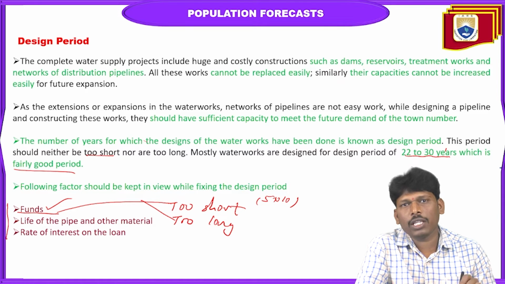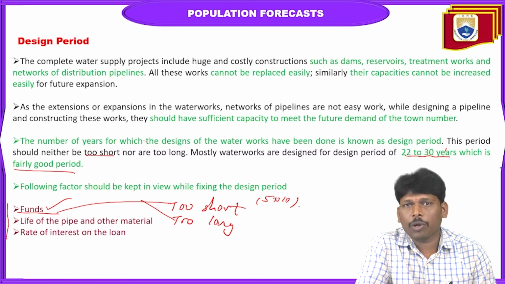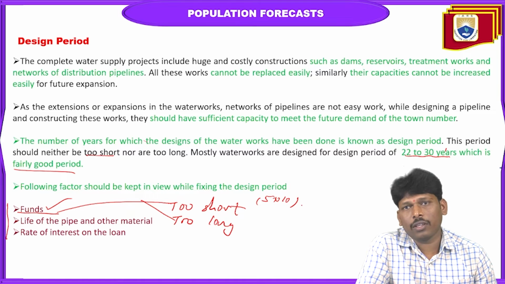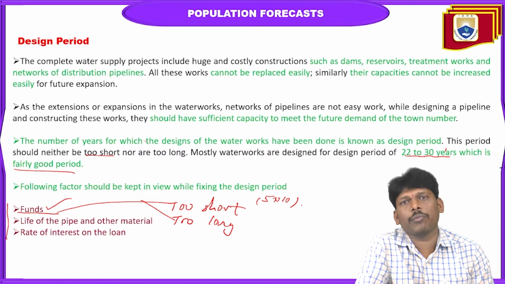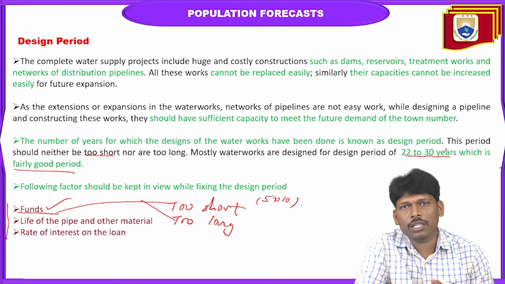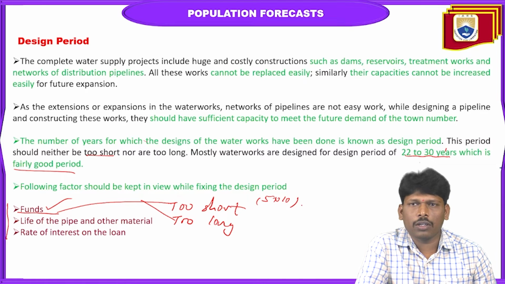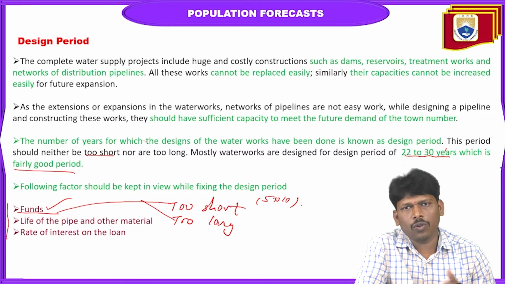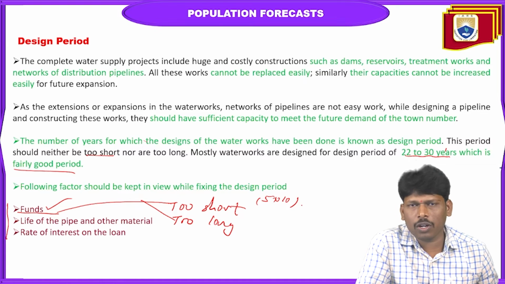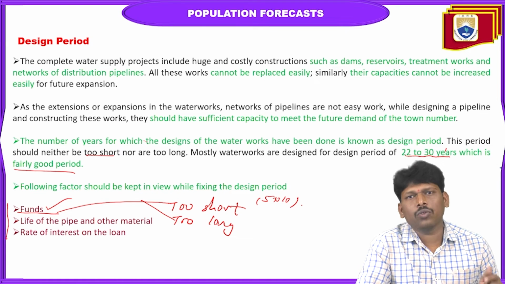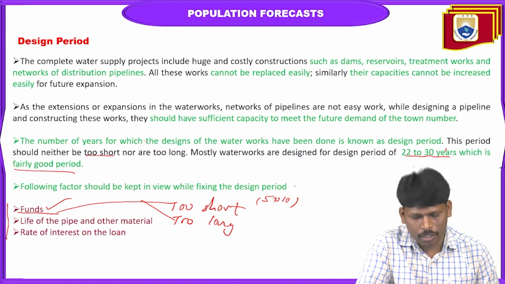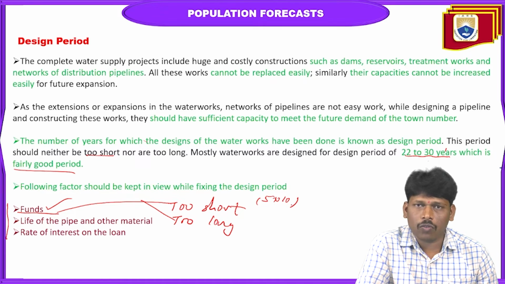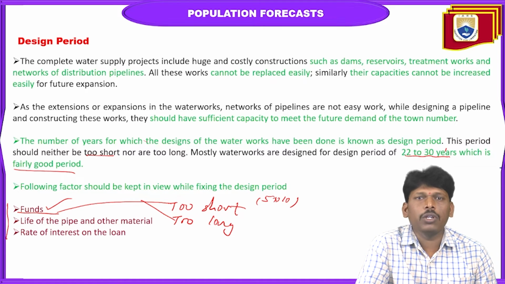Why is it not working after 10 years? Because the population has increased, and due to a lot of urbanization and industrialization, the number of people migrating from different corners to the town has increased. So that's why after 10 years it is not sufficient. The water quantity we are supplying to the people is not sufficient.